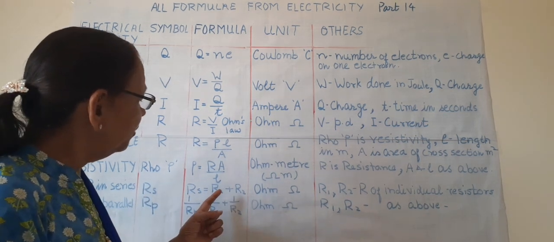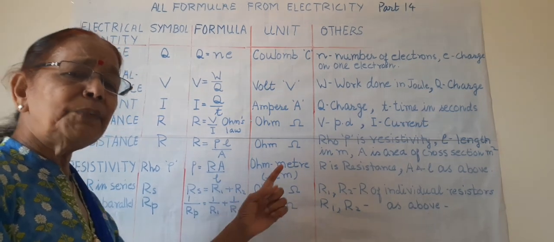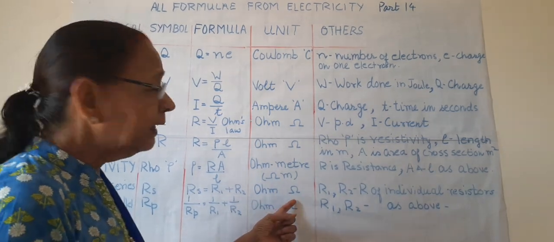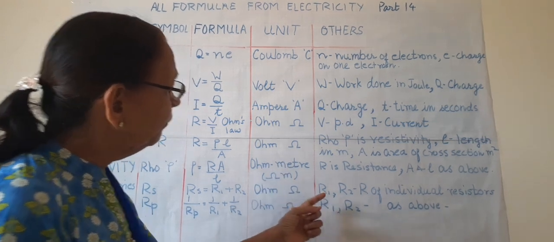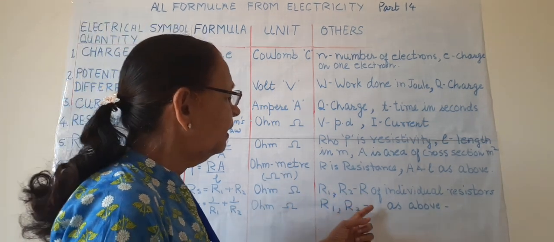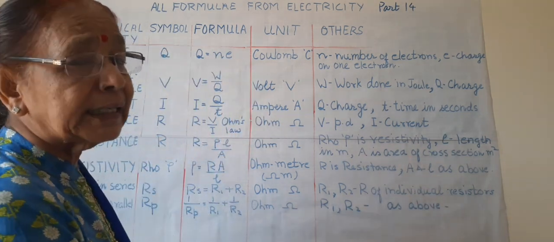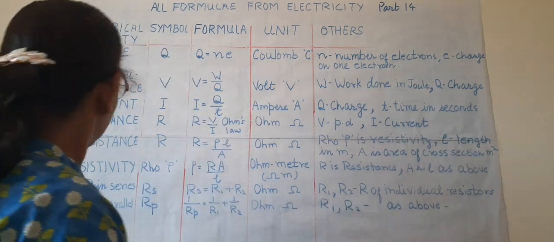So Rs will be equal to R1 plus R2 plus R3 plus R4, all connected in series. The unit is again ohm, where R1, R2, R3 are the resistances of the individual resistors which are connected in series.